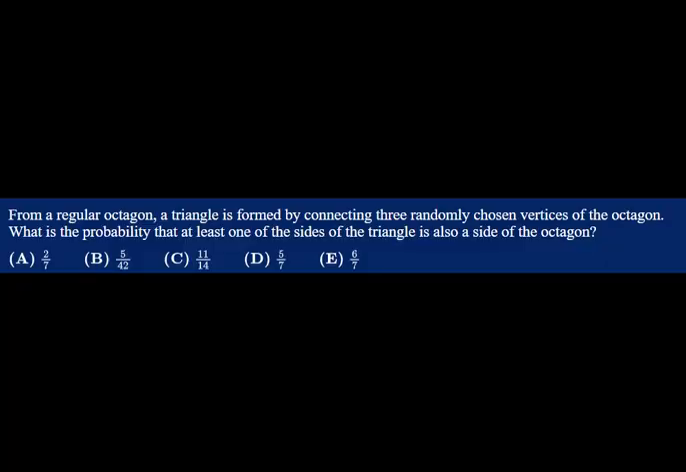Here's another question. From a regular octagon, a triangle is formed by connecting 3 randomly chosen vertices of the octagon. What is the probability that at least one of the sides of the triangle is also a side of the octagon? A, 2 over 7, B, 5 over 42, C, 11 over 14, D, 5 over 7, and E, 6 over 7.